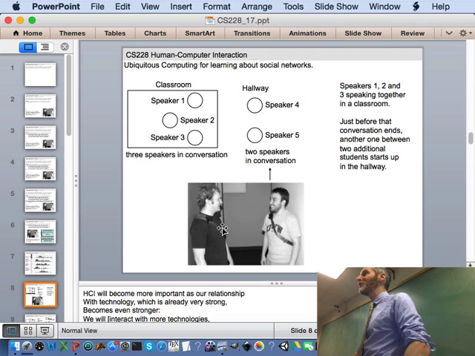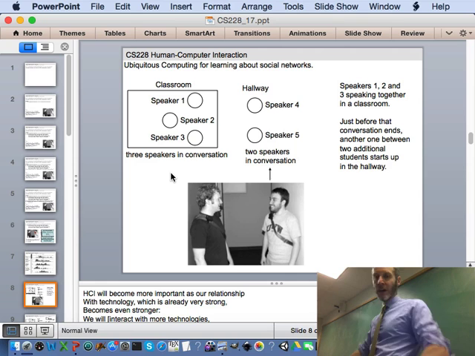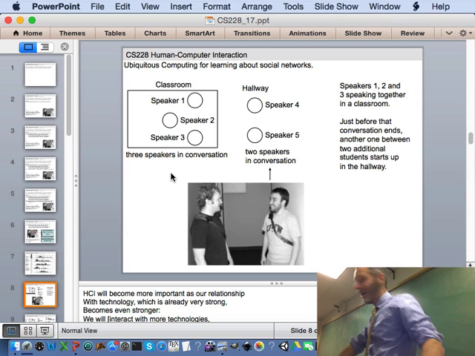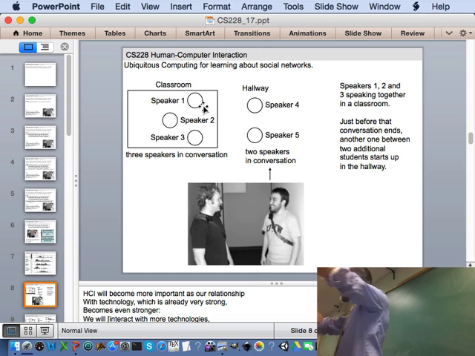Okay, so here's a cartoon example. Let's imagine that a class has just ended and there are three grad students who stayed behind in a classroom and they were talking amongst themselves. They were close to one another, those three, in the classroom. Outside in the hall, there were two more grad students who were talking amongst themselves. Let's imagine that that's the case.